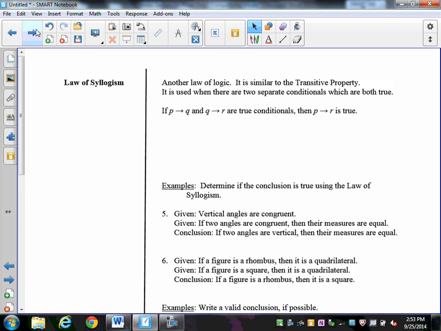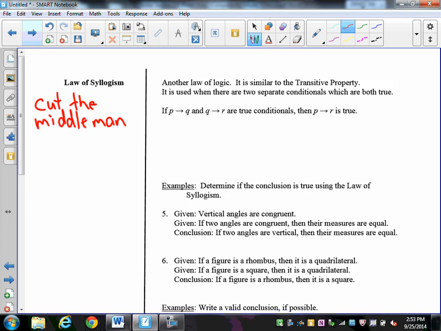The second thing, the other type we're going to talk about, is the law of syllogism, which I think is a little bit easier. With the law of syllogism, I always tell my students to cut the middleman. It's similar to the transitive property. You might remember the transitive property said A is equal to B, B is equal to C, therefore A is equal to C. You just cut the middleman. So we cut out the B's and we see that A is equal to C.